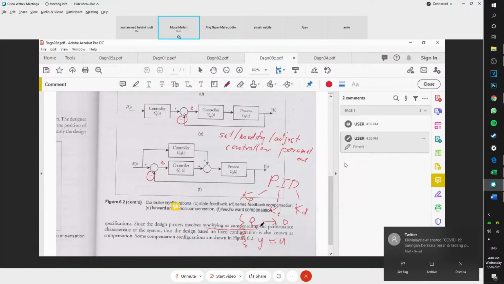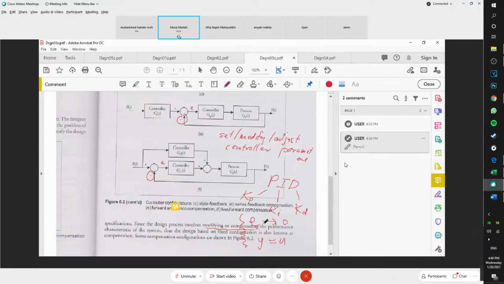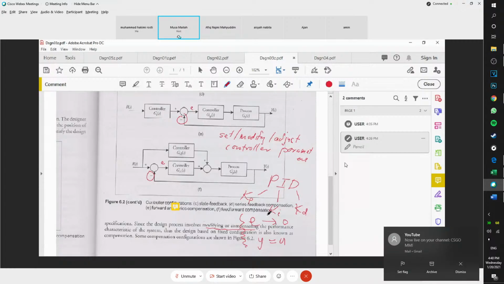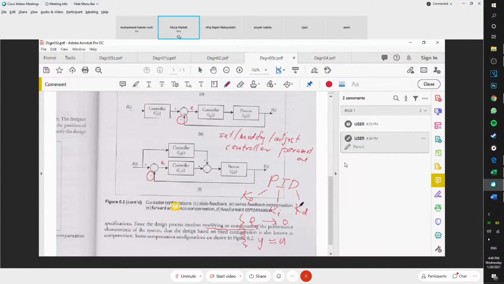For any control system, you try to compensate, adjust, and modify all the parameters, KP, KI, KD, or whatever other parameters you consider in your controller, so that your E will approach 0, and finally your Y is equal to U. Your target is equal to what you desire, what you set. Okay, class, is that okay? I hope it is okay. Is there any question so far?